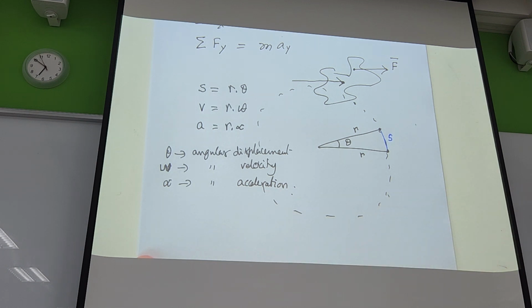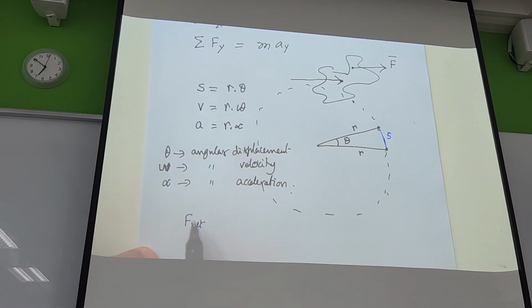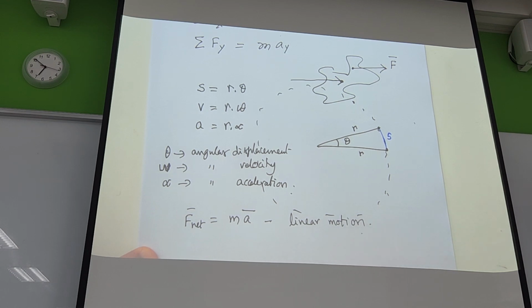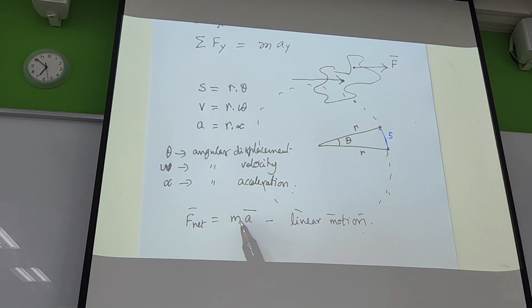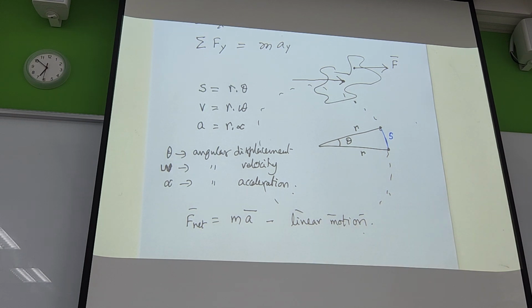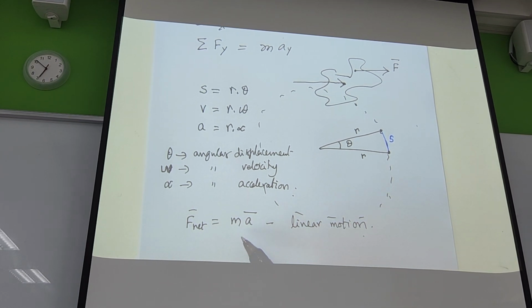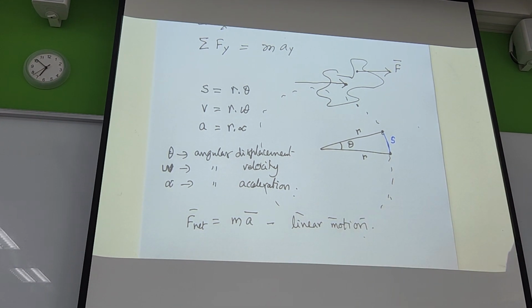Now, the net force we can write as mass times acceleration. Now this is for linear motion. Now for rotation, mass is replaced by another quantity. What is that quantity? So for linear motion, we talk about mass. So when the system is having a rotation, the mass is replaced with a variable. What is that? Inertia. Yeah, inertia.